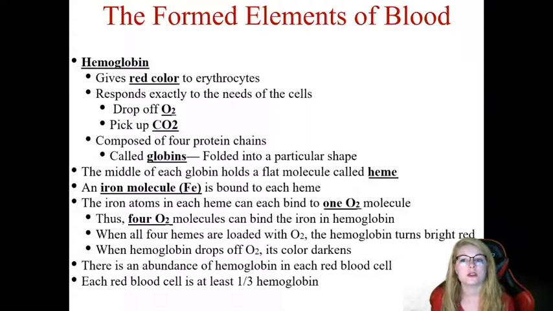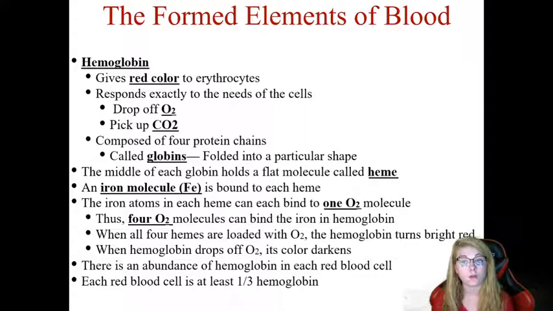And the middle of each of these globins holds a flat molecule that we call heme. And it makes sense, hemoglobin. These two are obviously related. And heme contains an iron molecule. Iron is Fe on the periodic table. And so each one of these iron atoms is bound to a heme. And so the iron atoms on each heme can each bind to 1 oxygen molecule. And so therefore, there are 4 oxygen molecules that can bind to each hemoglobin. Okay, so 4 oxygen molecules will bind the iron in a hemoglobin molecule.